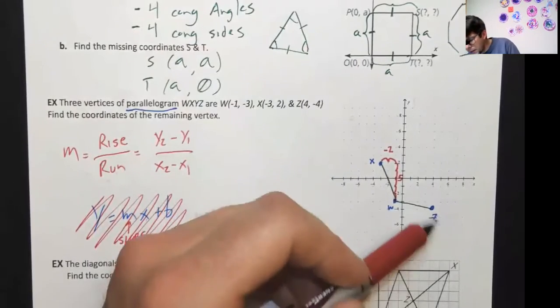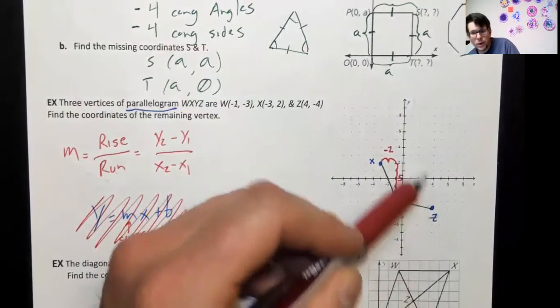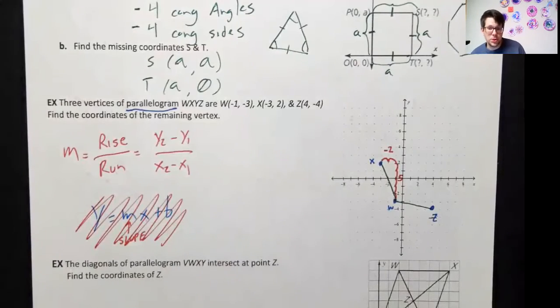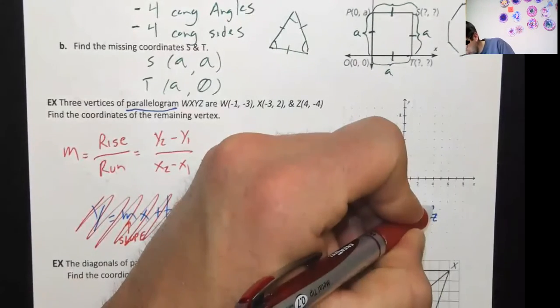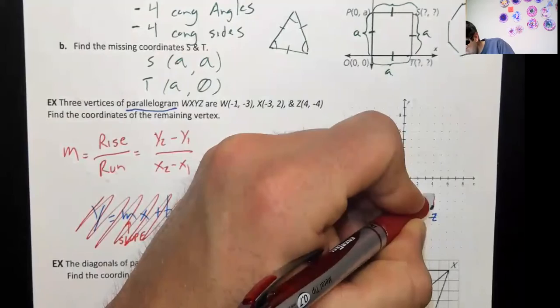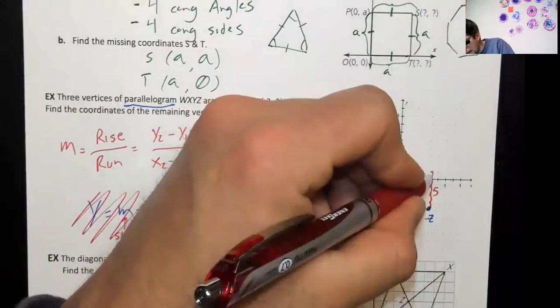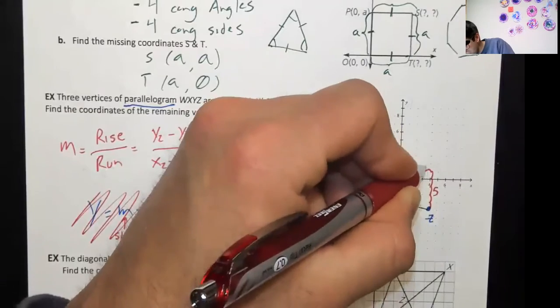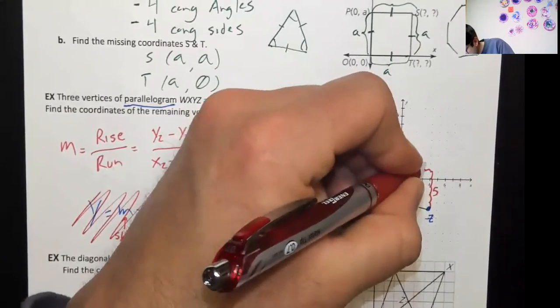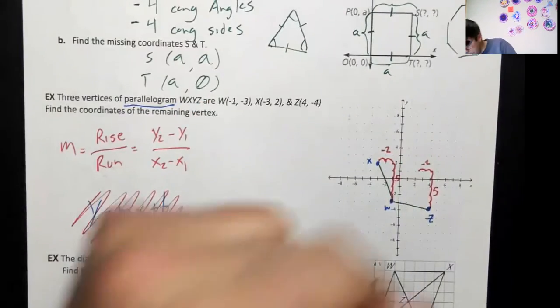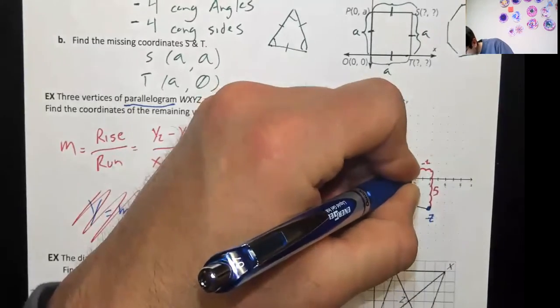And I know that there should be another line very similar to it right over here, and it should have the same slope because it should be parallel. So I'm going to recopy that same slope, 1, 2, 3, 4, 5. And I'm going to jump back to the left 2 units. And that should give me another point.